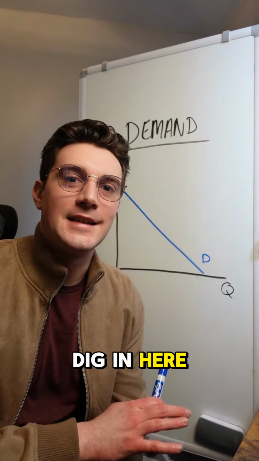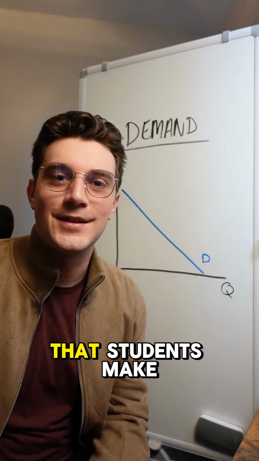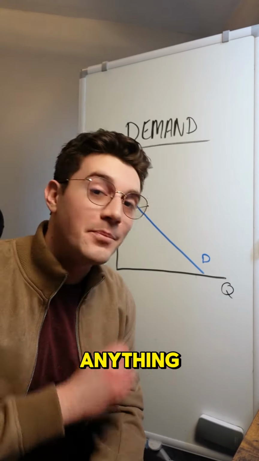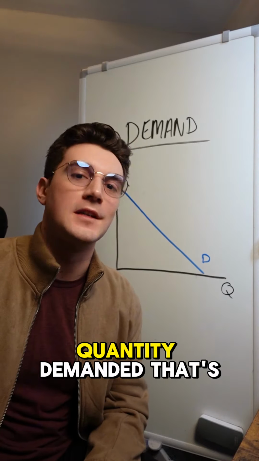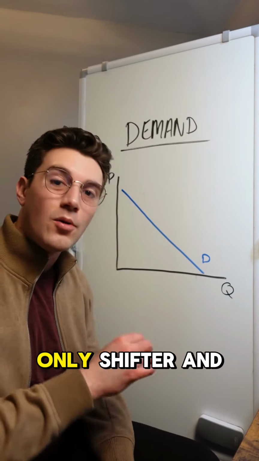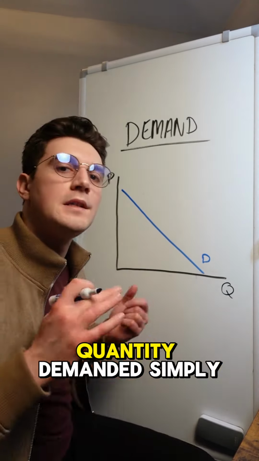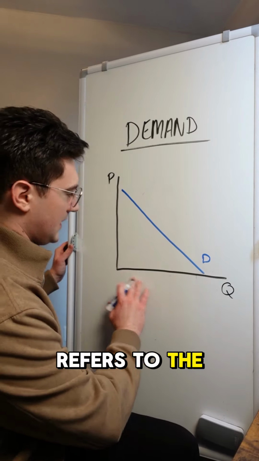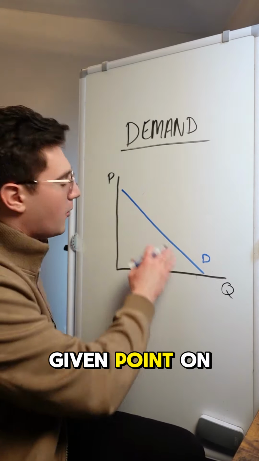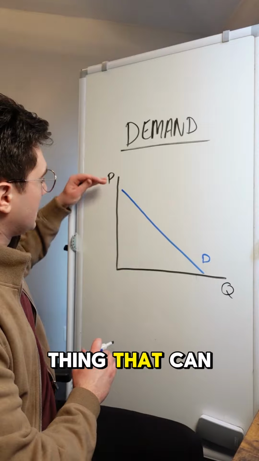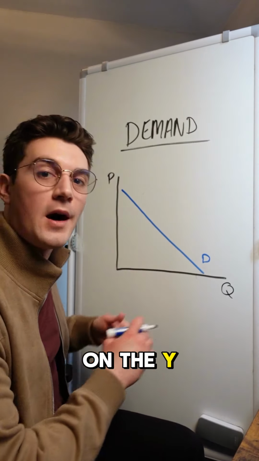Before we even dig in here, the biggest and easiest mistake that students make on this is thinking that anything but price can shift quantity demanded. That's wrong. Price is the only shifter, and here's why. Quantity demanded simply refers to the x-axis value at a given point on the demand curve, and the only thing that can change that is price on the y-axis.